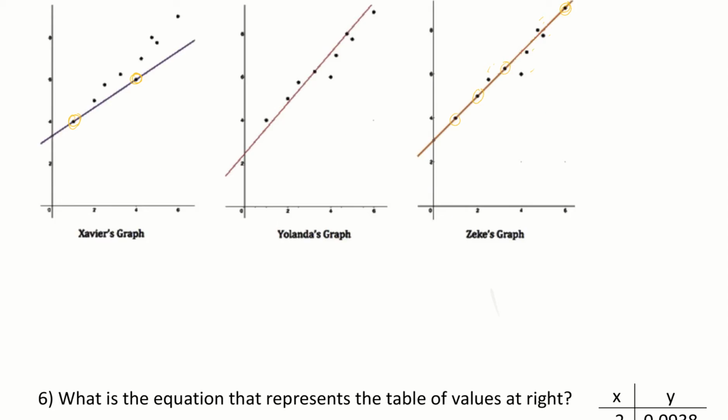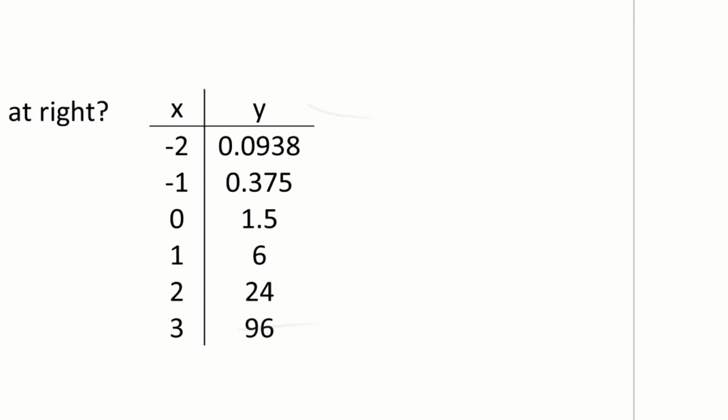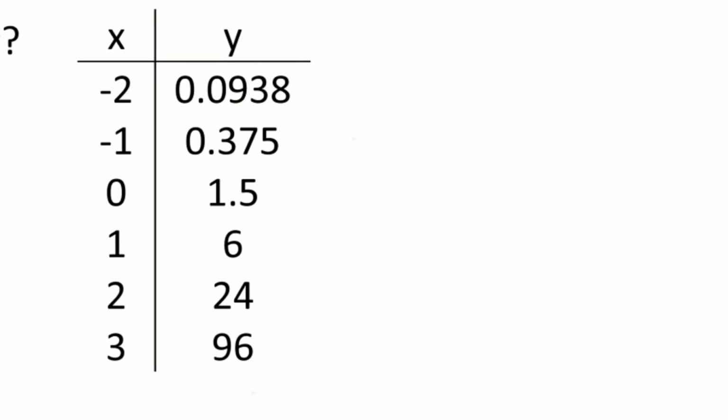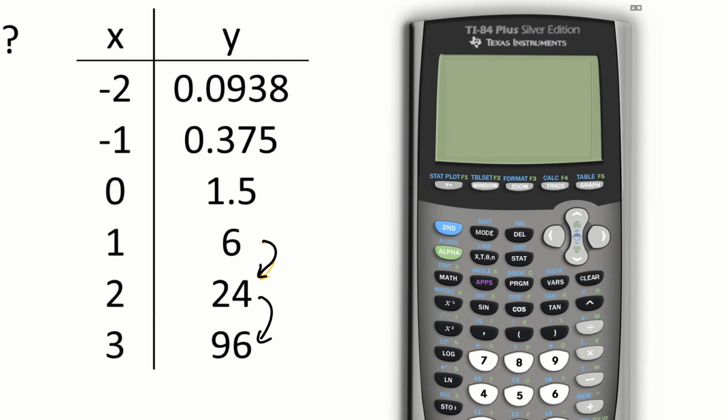Question 6 says, what is the equation that represents the table of values at the right? So here's a table of values, and this is just having us go from one representation of data to another. As I look at it, I can see that there's something happening here from 6 to 24, and from 24 to 96 that I think I'm comfortable with in terms of arithmetic. I am going to grab my calculator and take a look at it though.